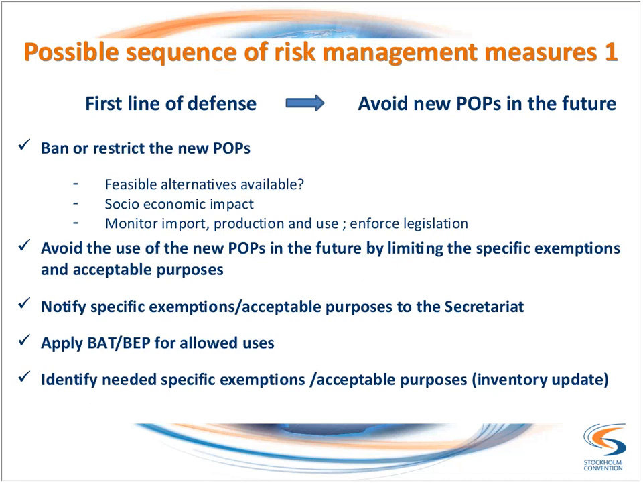So the first thing to think about is what is the first line of defense. And for that, what you really need to consider is to avoid new POPs in the future in your country, either by not producing or not importing, and thinking about the use and how you want to phase out the use if that is what is requested for that chemical.